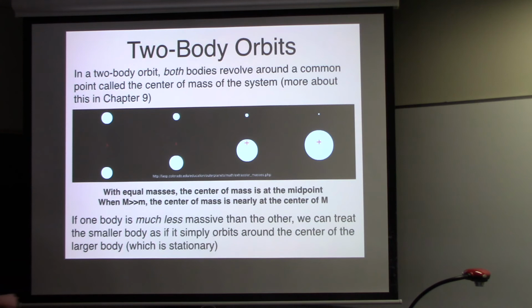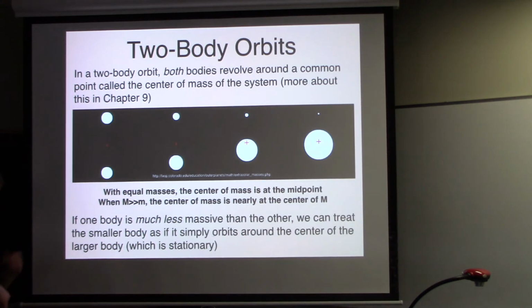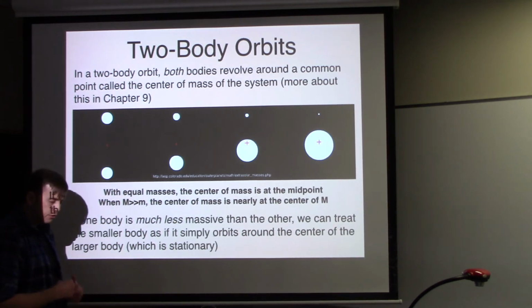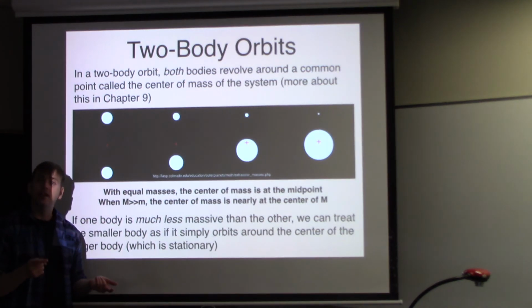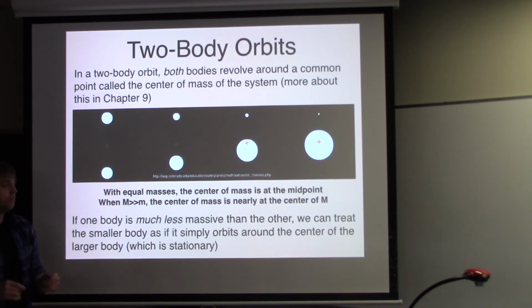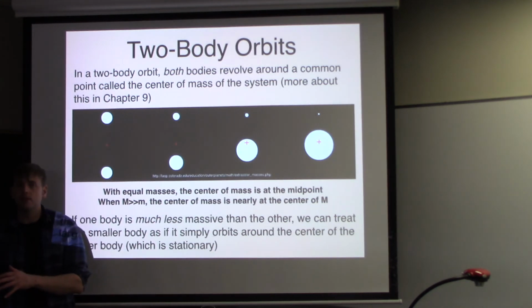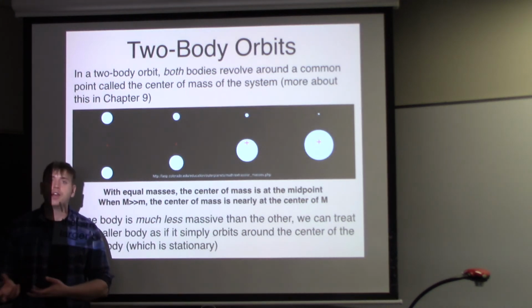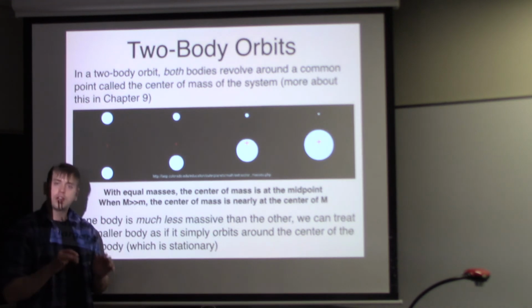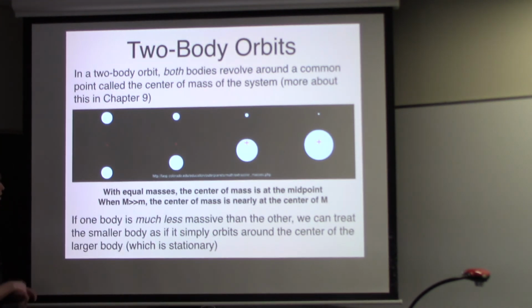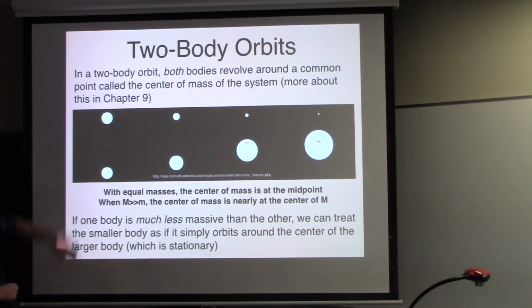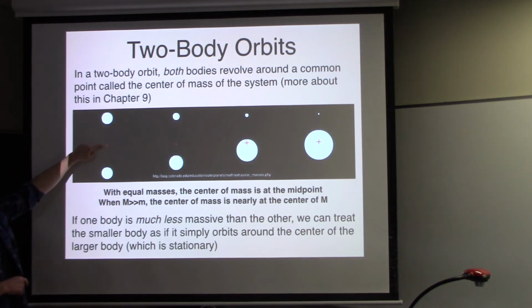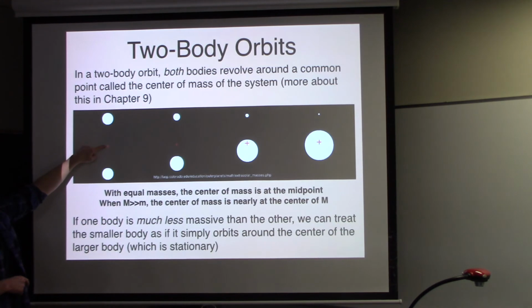Okay? So it turns out, in a situation like this, when you have a two-body orbit, the two objects orbit around a common point, and that is called the center of mass of the system. Now, when we get to Chapter 9, we're going to actually talk about what the center of mass means and how to calculate it. We're not going to do that just yet, but let's take note of where on these pictures we have the center of mass. So it's given by this red cross, which is on each one of the pictures.